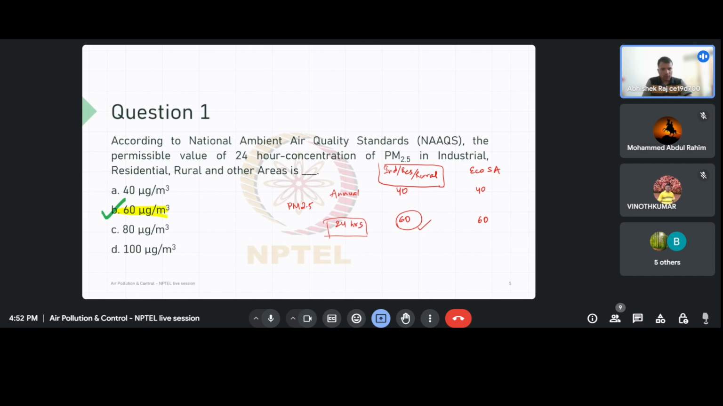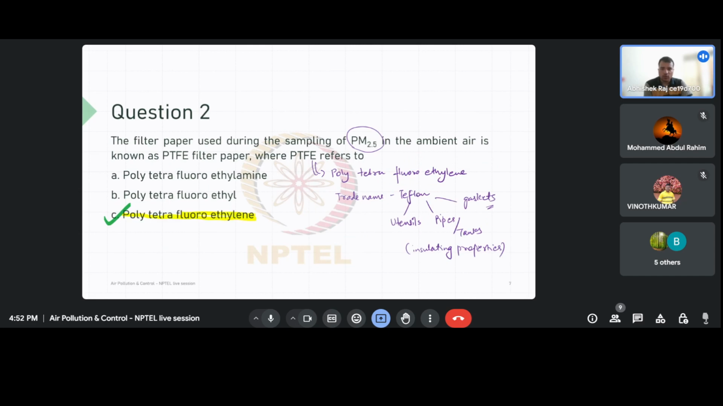The first question was, what are the air quality standards for PM 2.5 in industrial areas? So at a 24-hour level, it is 60 micrograms per meter cube. For annual, it is 40. Question 2 was about the filter paper used for PM 2.5. That filter paper is known as PTFE. What is the full form? Polytetrafluoroethylene, that is also known as Teflon. It is used in utensils, pipes as a coating material.